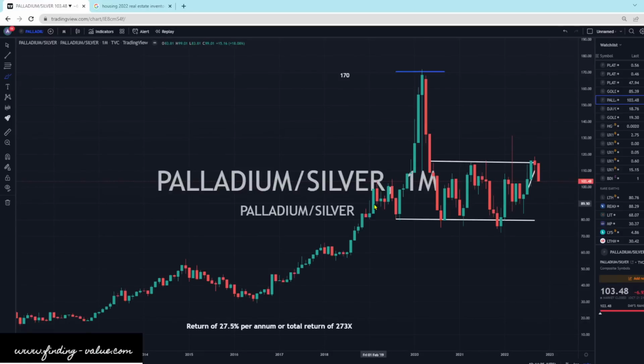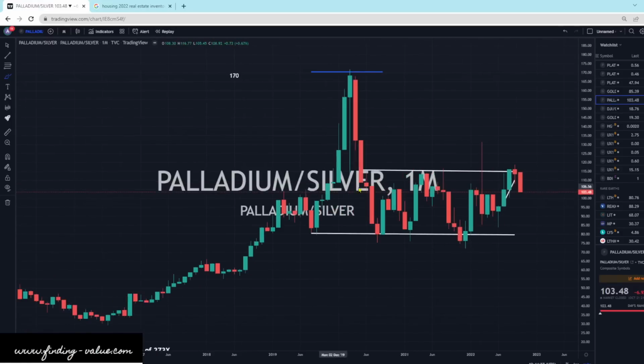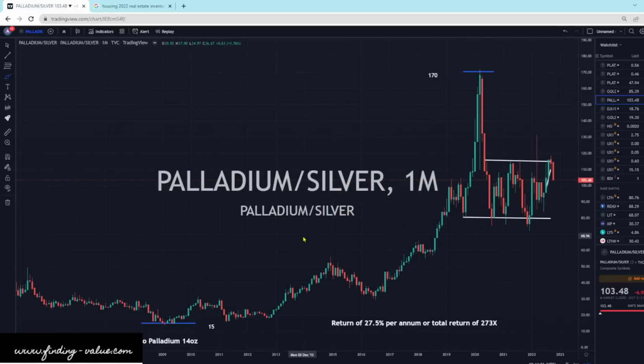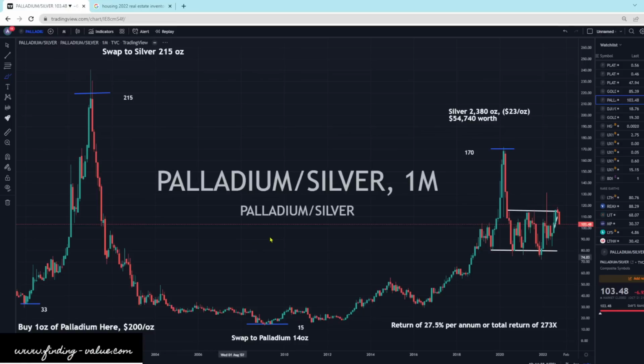Palladium versus silver. I am in the camp that silver will outperform palladium. I think palladium will probably be the laggard of all of them. Palladium does very well from 97 to 2001, which is kind of like the tech boom. And it also did very well from 2012 to March 2020, which is another tech boom.